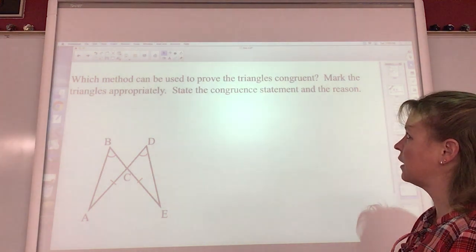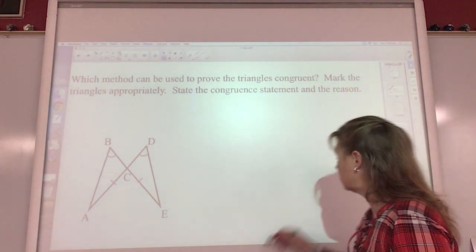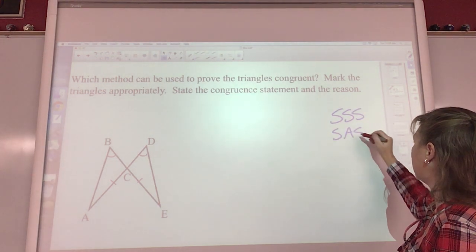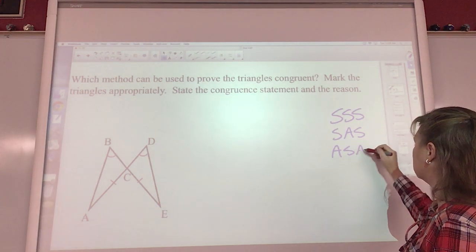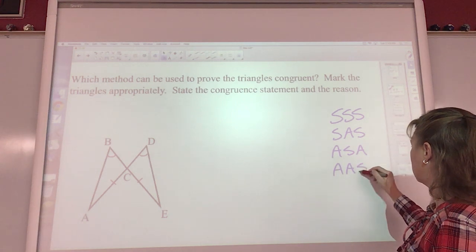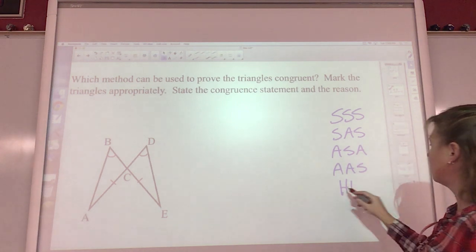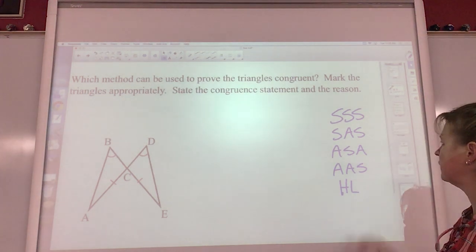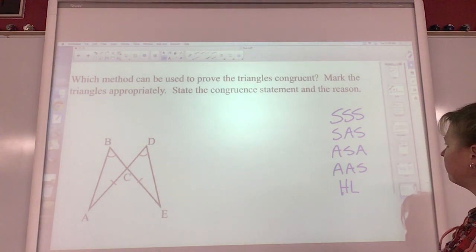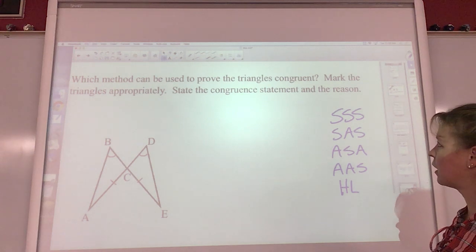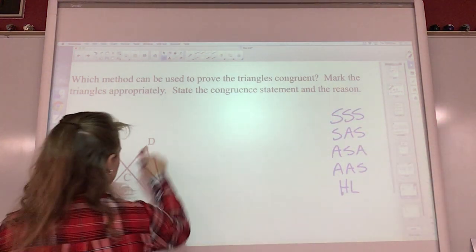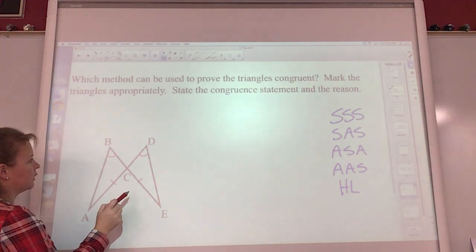Again, which method can be used to prove the triangle is congruent? Are we going to use side, side, side? Side, angle, side. Angle, side, angle. Angle, angle, side. Or HL. I feel like we should call that the HL theorem. So we could call it like HLT, but they don't. So we need one of those. Mark the triangles, state the congruent statement and the reasons. So we don't need the whole list of reasons, we just need to mark the triangles.